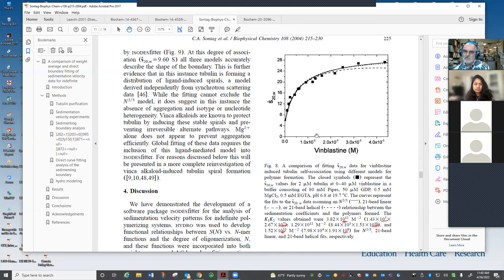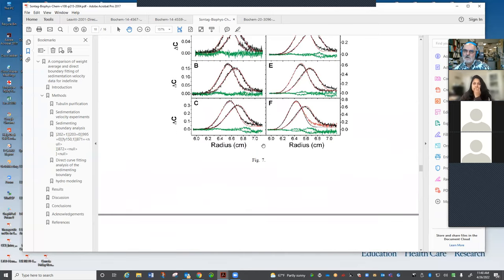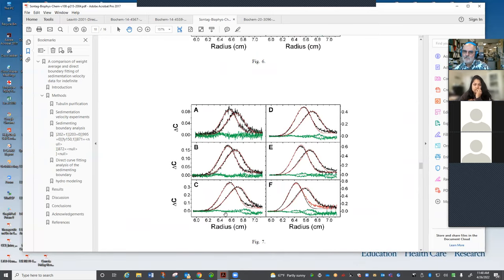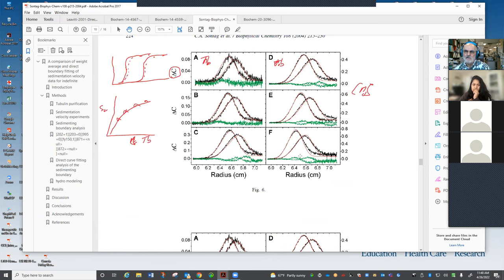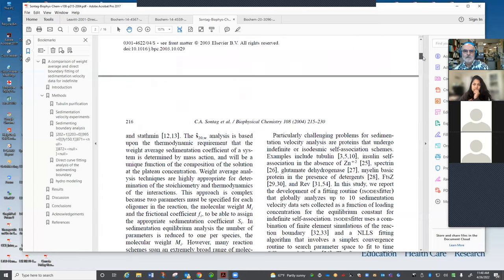At this point, we had published a lot of work on vinblastine, and we're not going to have time to look at all of these papers. But this was our first approach. This is one of the first papers we published using this method. In fact, I'm pretty sure. Let me come back up here.